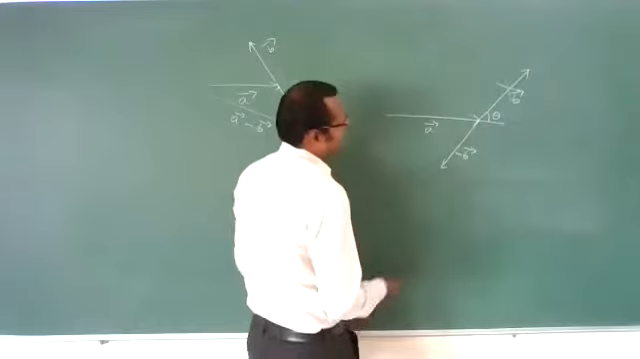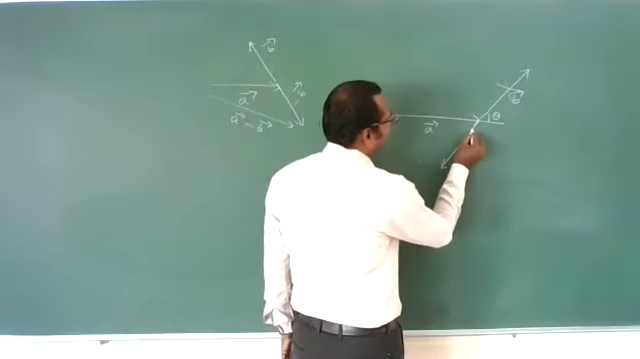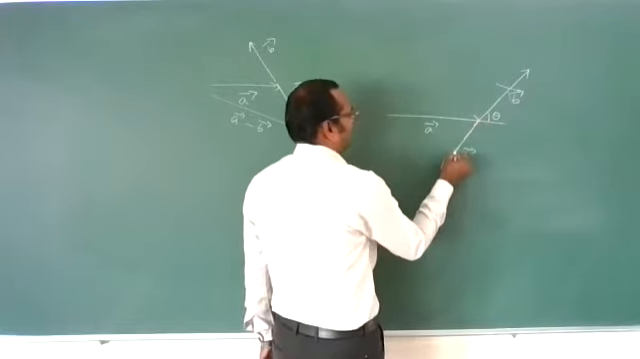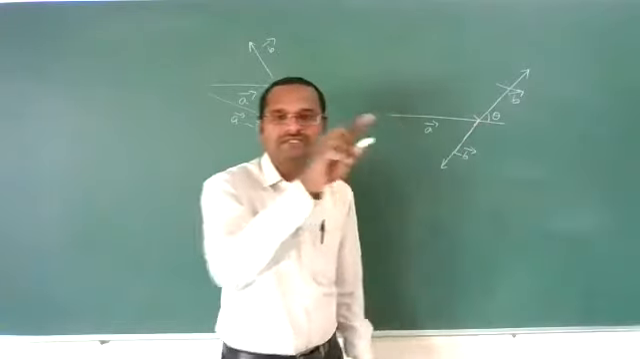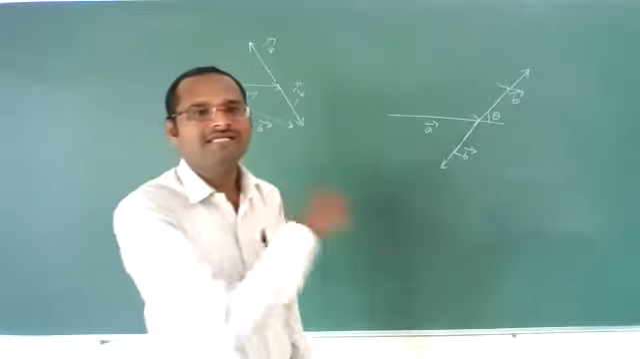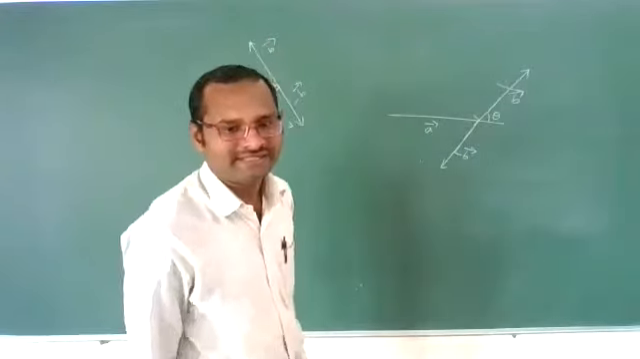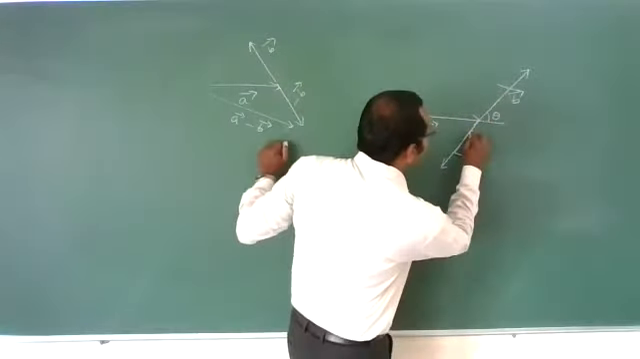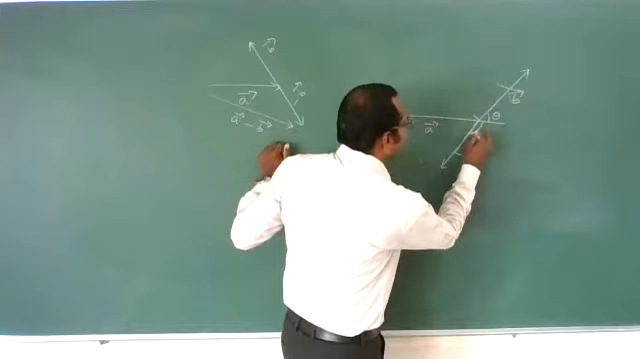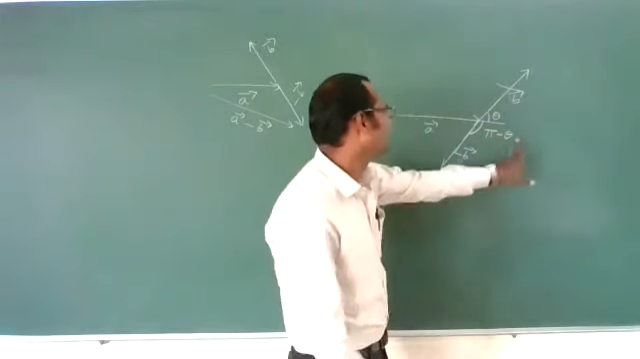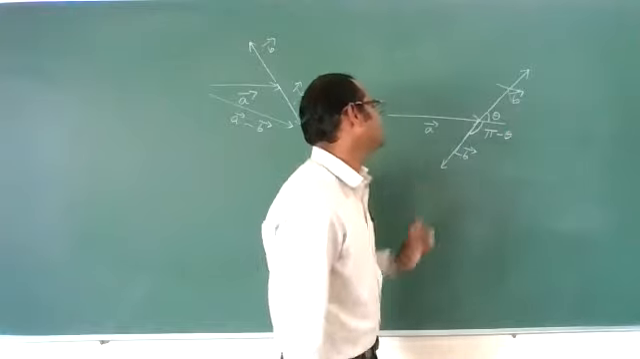Now, this is a straight line, no? See, this is a straight line. What is the angle in a straight line? What is the total angle? Total angle is 180 degrees. So, in this 180 degrees, if we subtract theta, then what will be this angle? This angle will be 180 minus theta. Correct?